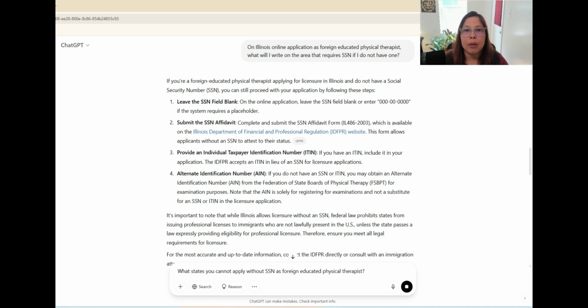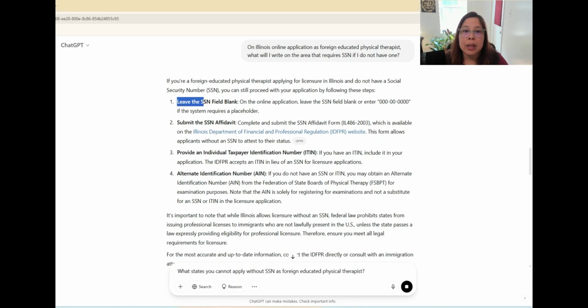So for example, on the Illinois online application, because this is a common question for me, they no longer accept paper applications. That's very important. They used to accept paper applications. Now it's all online, and the online application requires a social security number. So if you're a foreign trained physical therapist, not a U.S. citizen, not a U.S. immigrant, not a U.S. student, and you do not have a social security number, what would you do?